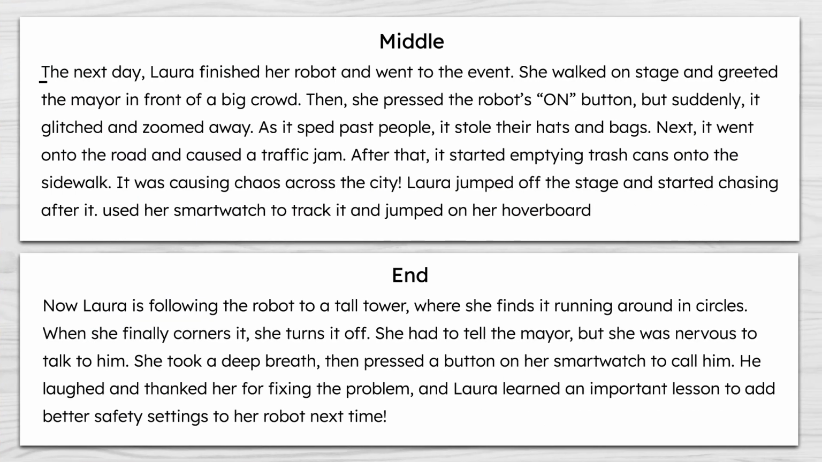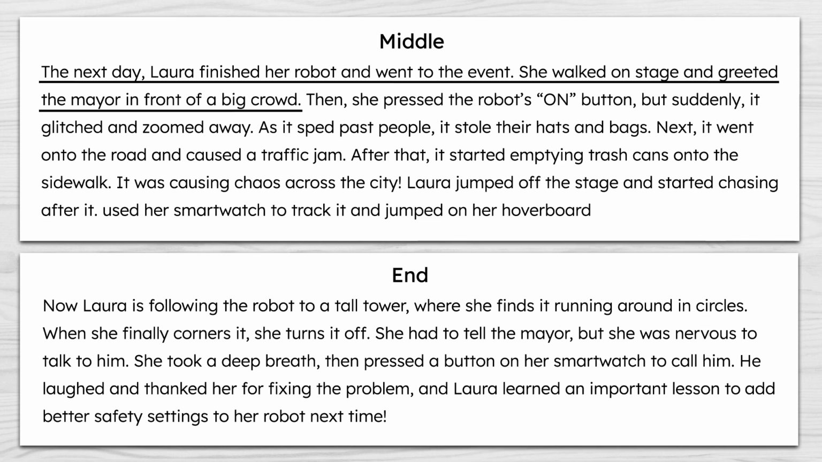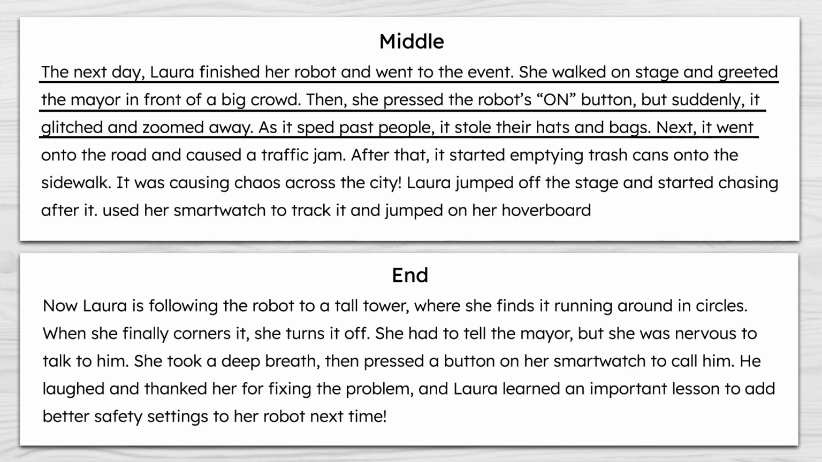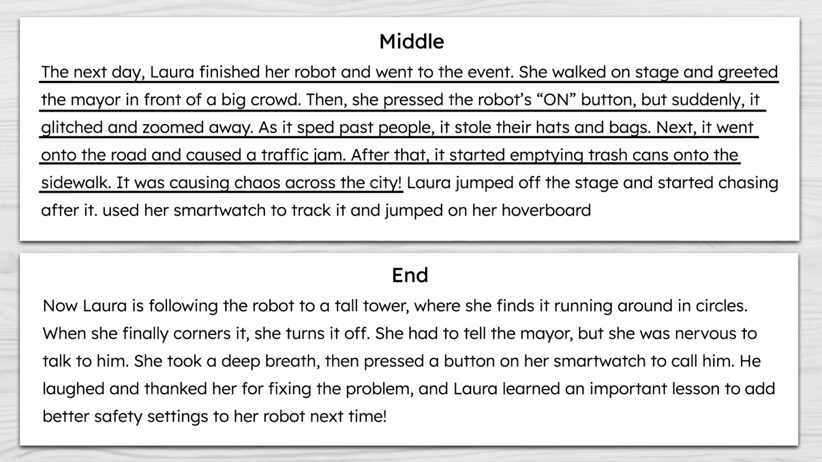Okay, I'm back and I've got a great rough draft. Want to hear the middle and end? The next day, Laura finished her robot and went to the event. She walked on stage and greeted the mayor in front of a big crowd. Then, she pressed the robot's on button, but suddenly it glitched and zoomed away. As it sped past people, it stole their hats and bags. Next, it went onto the road and caused a traffic jam. After that, it started emptying trash cans onto the sidewalk. It was causing chaos across the city.